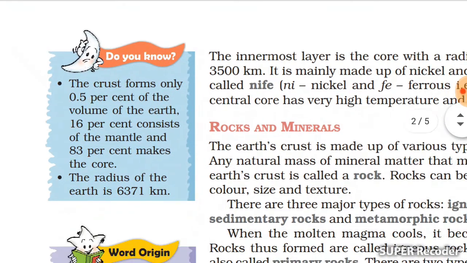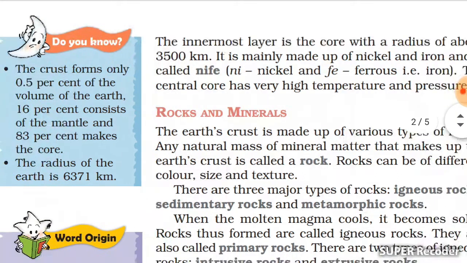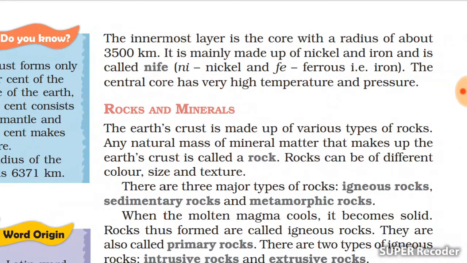Now, the crust forms only 0.5% of the volume of the earth. 16% consists of the mantle and 83% makes up the core. The radius of the earth is 6371 kilometers. Do you know the innermost layer is the core, with a radius of about 3500 kilometers? It is mainly made up of nickel and iron. The central core has very high temperature and pressure.